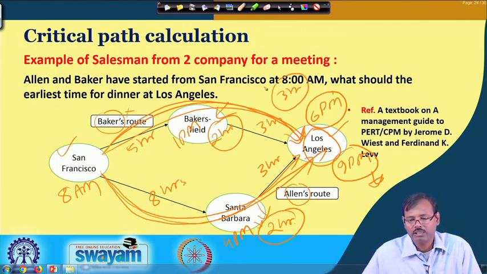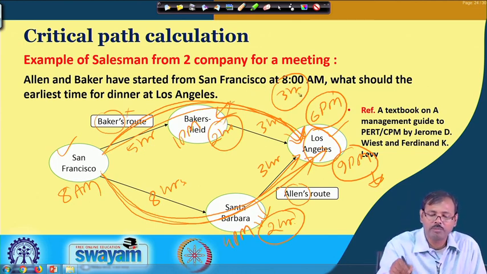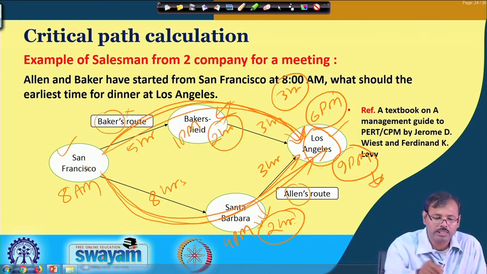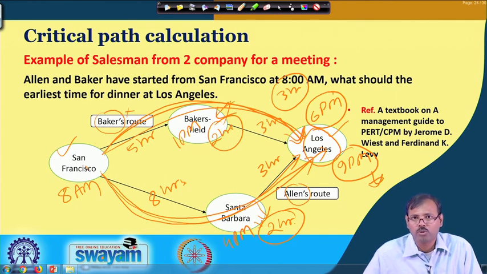That means, the other path is the Becker path, where it gives Becker a 3-hour slack. Becker reaches Los Angeles at 6 p.m., so he has 3 hours of slack which he can spend anywhere as per his own wish. Instead of having a 2-hour lunch, he can have a 5-hour lunch there. Instead of starting here at 8 a.m., he can start at 11 a.m. also. So, all these slacks are available to Becker because his path is shorter than Allen's path. So, the path which is shorter is not the critical path.